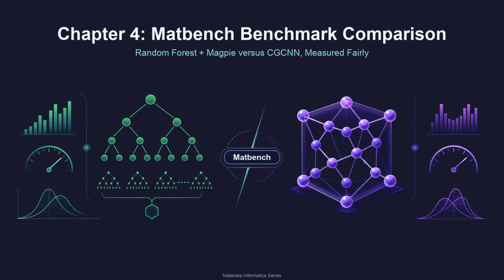Welcome to Chapter 4, where we conduct a rigorous quantitative comparison between composition-based features and GNN structure-based features. Using the MapBench benchmark, we'll evaluate random forest with MagPi features against CGCNN across multiple dimensions: prediction accuracy, statistical significance, computational cost, data requirements, and interpretability.